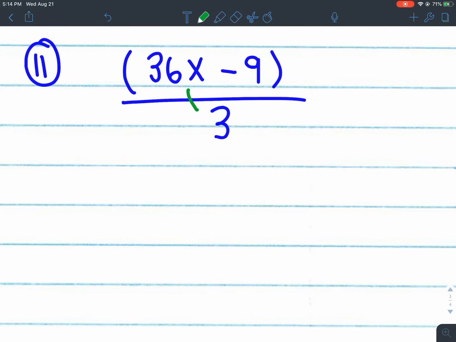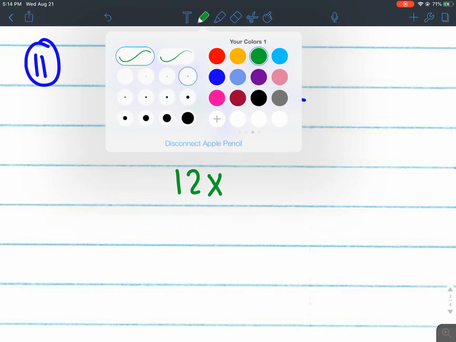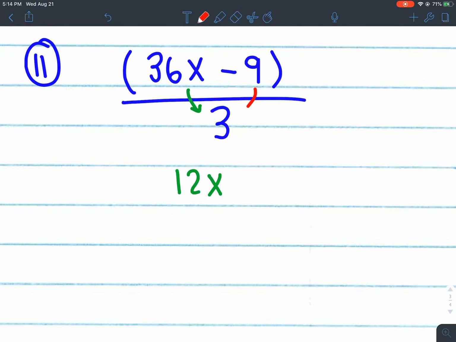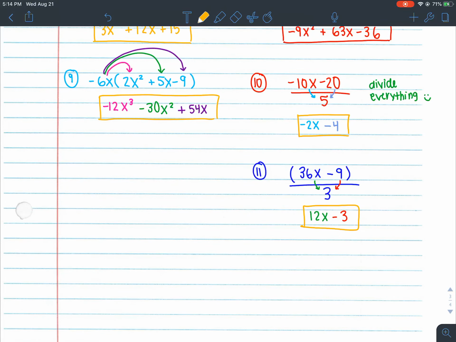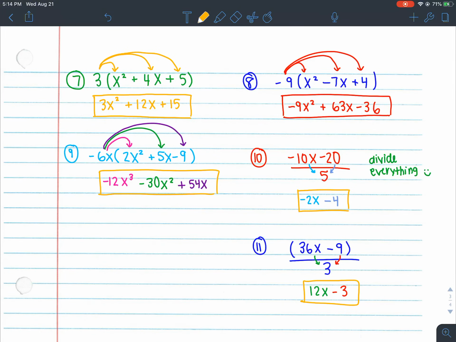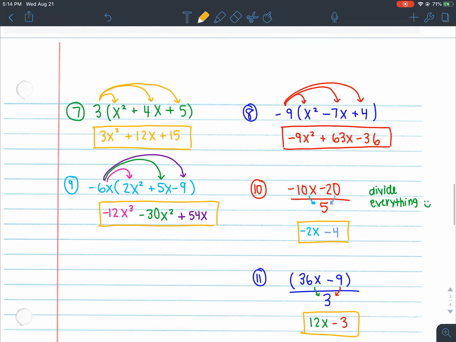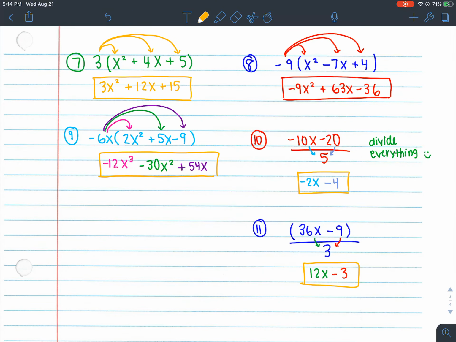So I'm going to continue like normal. Divide everything. 36x divided by 3 is going to be 12x. And then negative 9 divided by 3 is going to be negative 3. And you still have the same thing. So regardless, you treat it the same. You're still simplifying, still combining like terms when you can. If you have any questions, feel free to ask, but that is it for the notes.